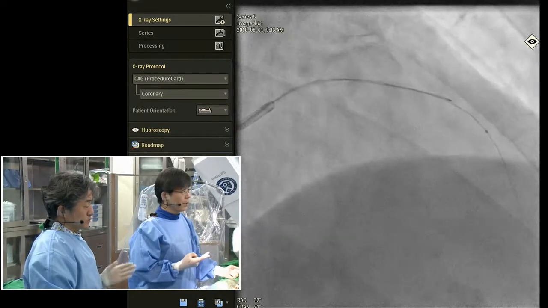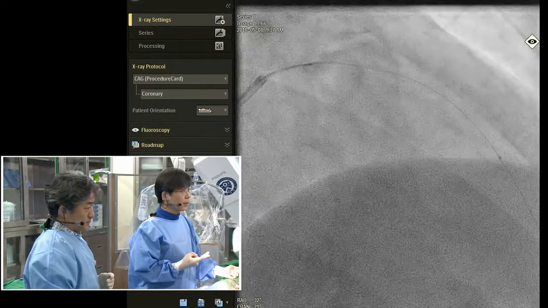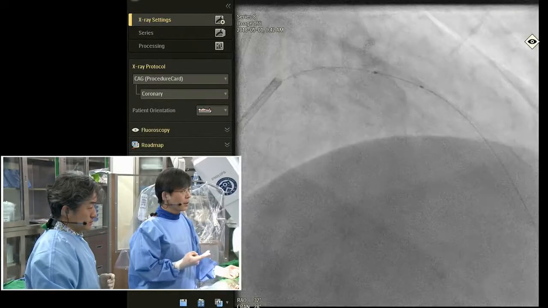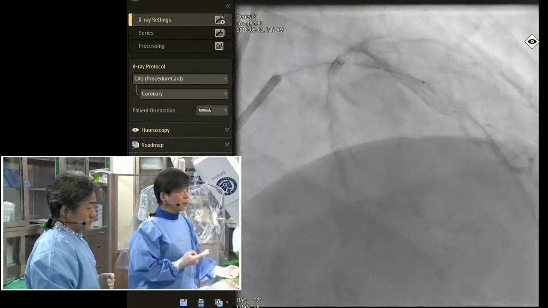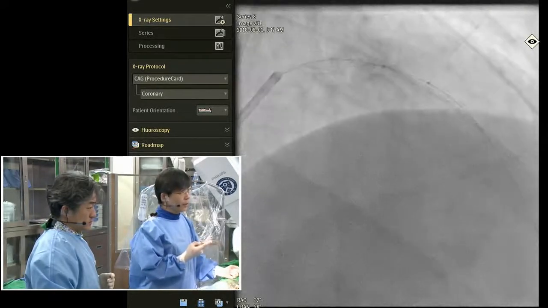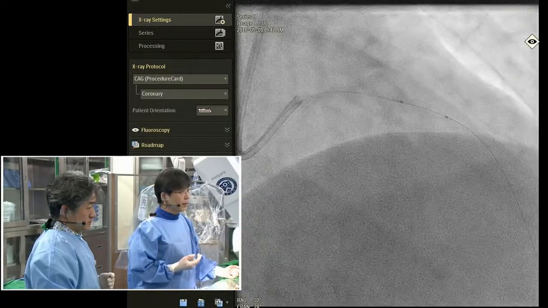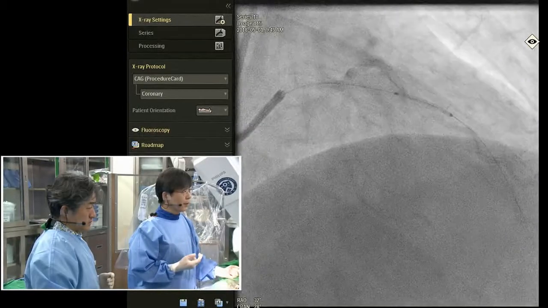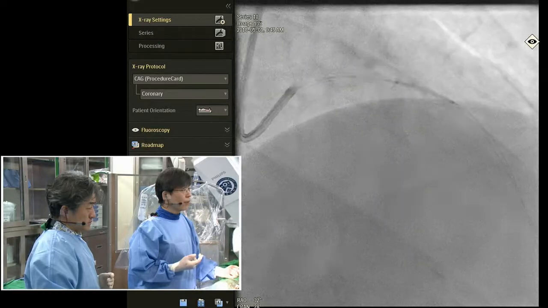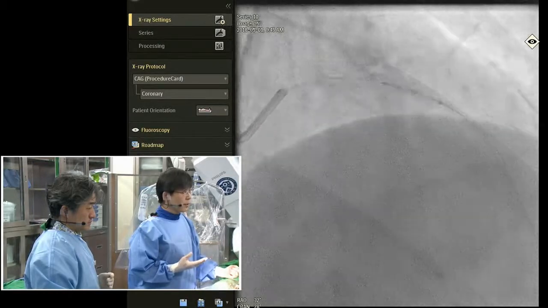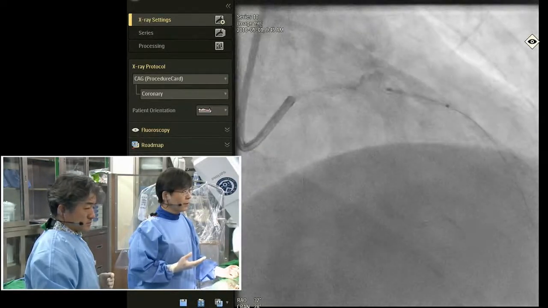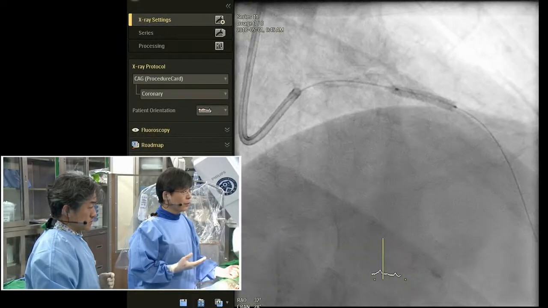Wiring and the IVUS evaluation. Next. This is a 2.5 Janus Korean-made balloon. Next. Okay, this is a 3.0 Xience stent, and fix the lesion up to 14 atmospheres.